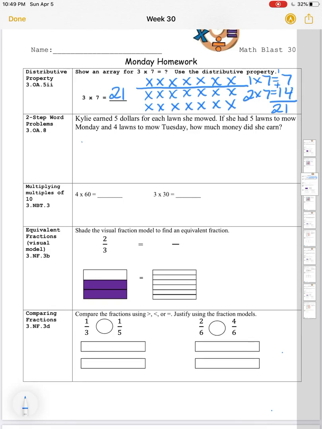2-step word problems. Kylie earned $5 for each lawn she mowed. If she had 5 lawns to mow Monday and 4 lawns to mow Tuesday, how much money did she earn? I'm going to represent this with a tape diagram. My first step in the problem is going to be 5 lawns on Monday plus another 4 lawns on Tuesday to represent the total number of lawns that Kylie mowed over the 2 days. So here, my 5 lawns and 4 lawns would be 9 lawns.